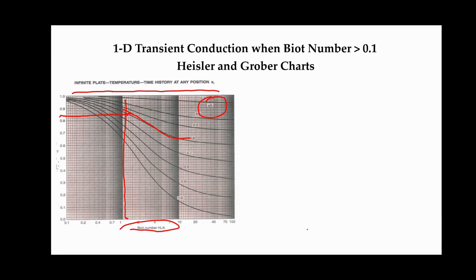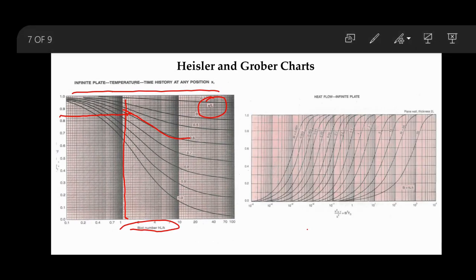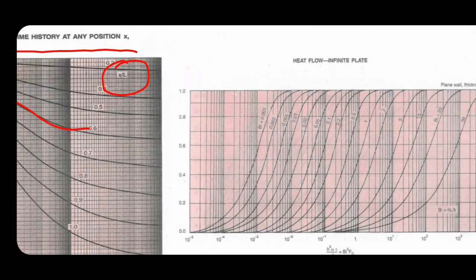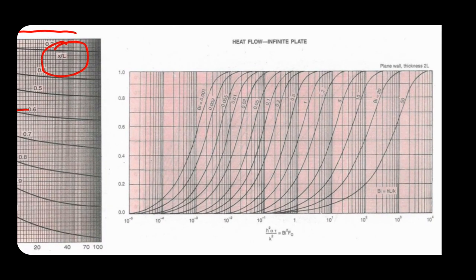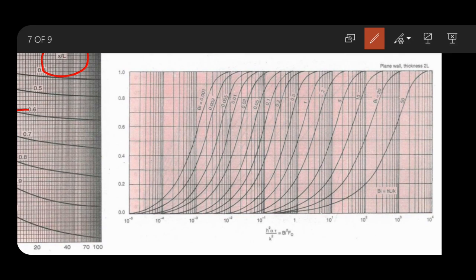And then to find out the total heat flow, we have this graph. The name of the graph is heat flow infinite plate. For cylinders it will be heat flow long cylinder, and for sphere it will be heat flow sphere. Here in the x-axis we have Bi square into F naught, that is Biot number squared into F naught. So I have to find out that. And here you have 10 to the power of minus 4, 10 to the power of minus 5, 10 to the power of minus 3, 10 to the power of minus 2, and 10 to the power of minus 1. 10 to the power of minus 1 is nothing but 0.1.